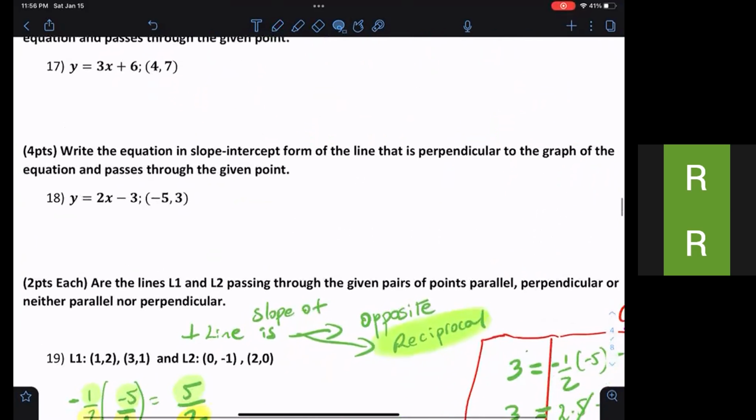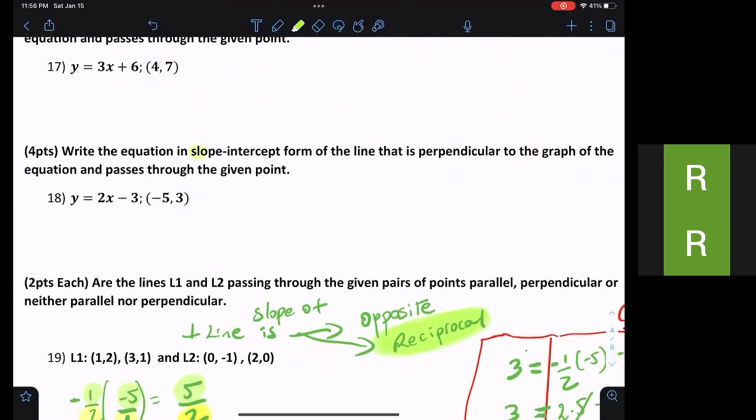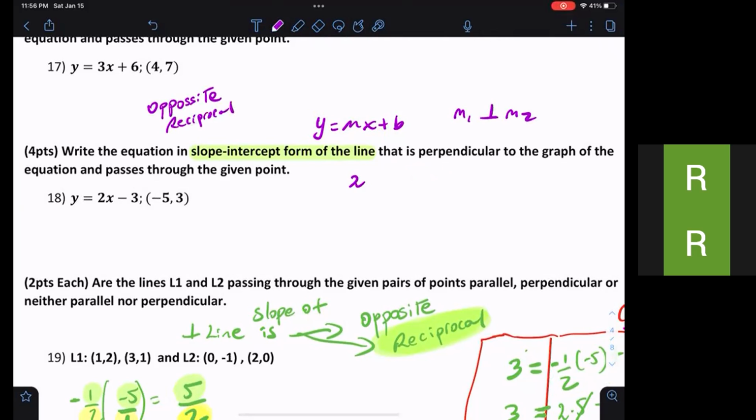Write the equation in slope-intercept form. So again, they're asking you the same thing, right? So y equals mx plus b. That is perpendicular. Perpendicular means the slope of line 1 is the opposite reciprocal. Remember I said that? M1 is perpendicular to M2, meaning that, for example, in this case, the slope of M1, what is it? 2, right? Remember, opposite reciprocal. Meaning that if this is the slope of the first line, the slope of the second line is the reciprocal.